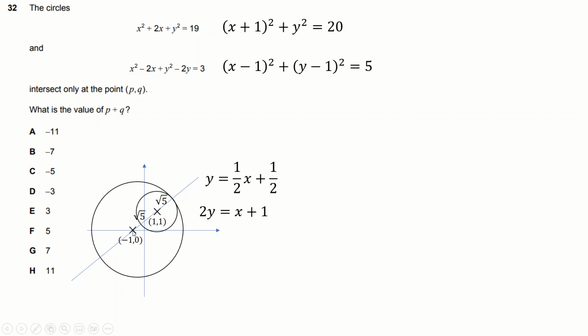And so the distance from here to here is the same as the distance from here to the point we want. And that's 2 across and 1 up. So another 2 across, 1 up gets us to 3, 2. And then, of course, add them together to get 5.